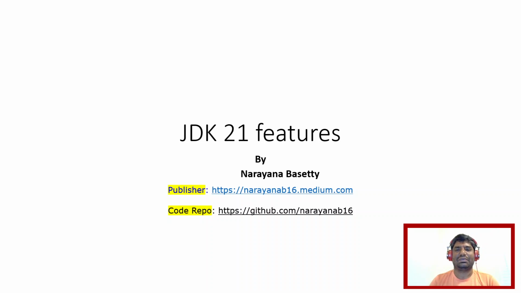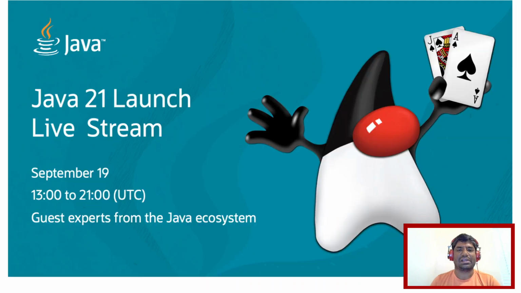Today we are going to talk about JDK 21 that's released on 19th September 2023. There are huge changes that come up with the 21 release. So that is the date you can see.